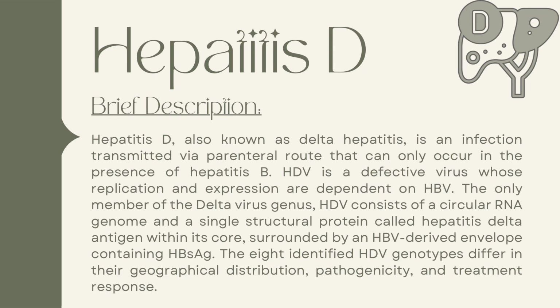The geographical distribution, pathogenicity, and treatment response of the 8 identified HDV genotypes differ. Like HBV, HDV can be spread sexually through sperm or vaginal secretions, through the blood through intravenous drug use, needle sticks, or blood transfusions, or from mother to child during pregnancy.